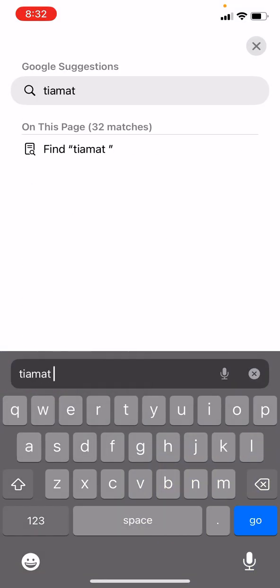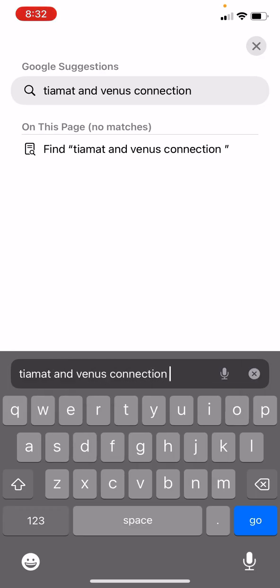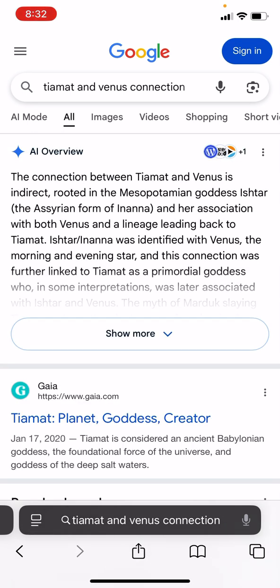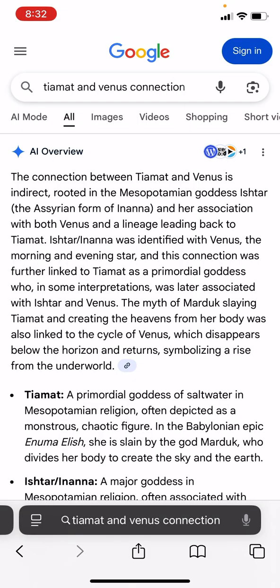Tiamat and Venus connection. Now, see, I didn't even look this up yet. So if there's no connection between Tiamat and Venus, then that will be highly surprising, right? It probably won't even be a direct connection. But just for shits and giggles, let's just see. Well, I'll be damned.